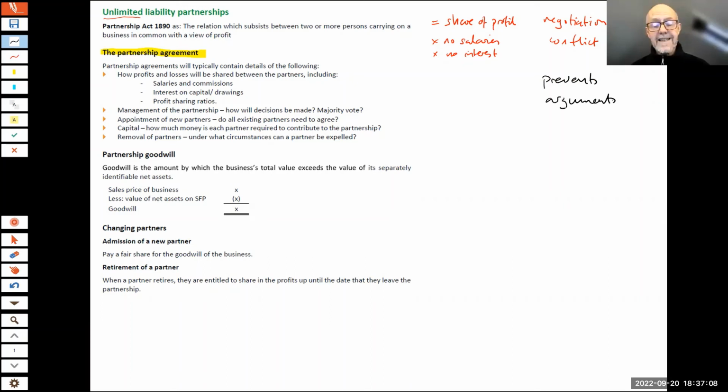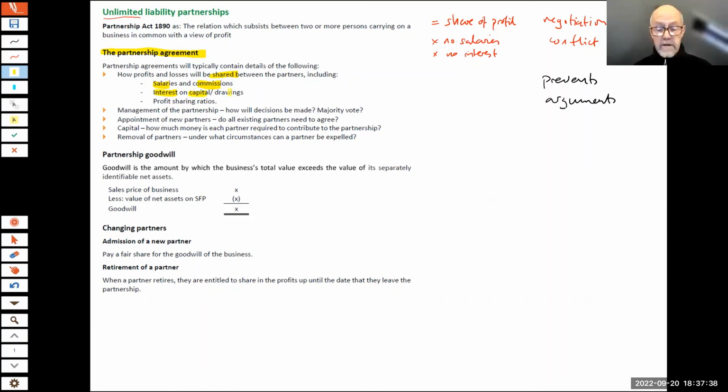It tries to anticipate all the things that they could fall out about, and puts rules in place. So if there's any question, it's in the agreement. So how profits and losses will be shared, including salaries and commissions. One person might work a lot of hours in return for a guaranteed certain salary, another might not. Interest on capital. Interest on drawings: partners are encouraged not to draw money out early.